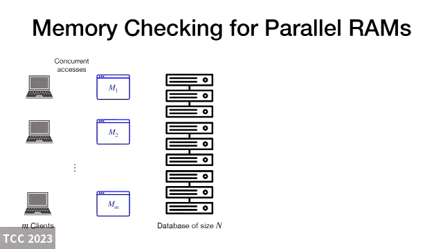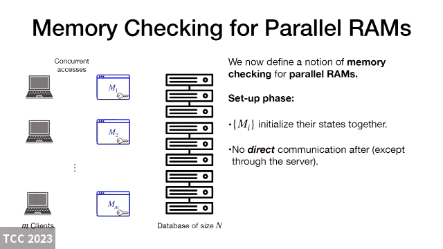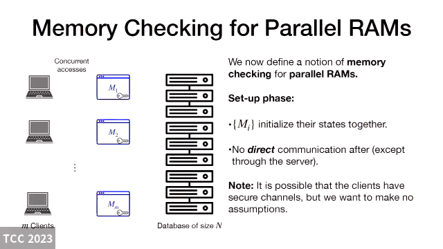In the memory checking for parallel RAM setup, you're going to have many clients, and these clients are going to make concurrent accesses. First, because there are many different memory checkers now, we're going to allow for one setup phase. In this setup phase, all these memory checkers for each of these clients set up some key, for example, and initialize some state together. But after this, we're not going to allow any direct communication between any of the clients. This is just to have a general framework. Maybe it's possible that the clients have some underlying secure channel, but I don't want to make any assumptions about this. So for now, we're going to say that none of these memory checkers can communicate after this setup phase.